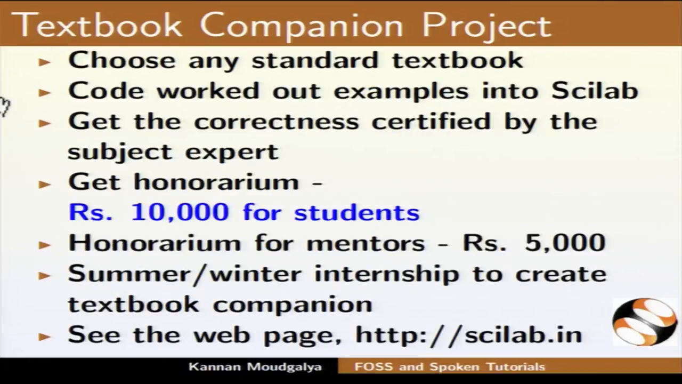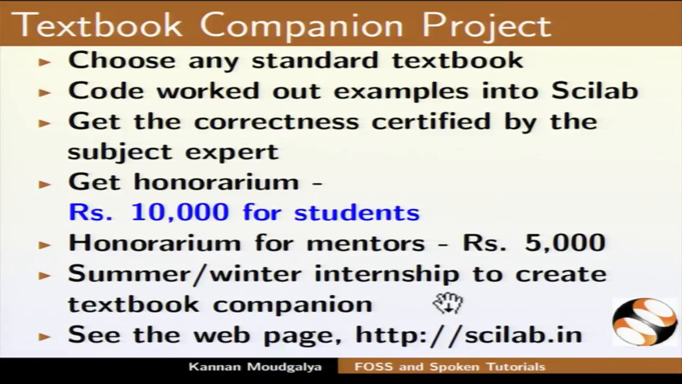What is the procedure? One can choose any standard textbook, code the worked out examples into Scilab, and get the correctness certified by the subject expert. They get an honorarium, and students get rupees 10,000. For the mentors, who are often college teachers, in fact, all of you can become mentors. You can ask the brightest student in your class to create a textbook companion, and we give you an honorarium of rupees 5,000. And we give summer and winter internships to create textbook companions.